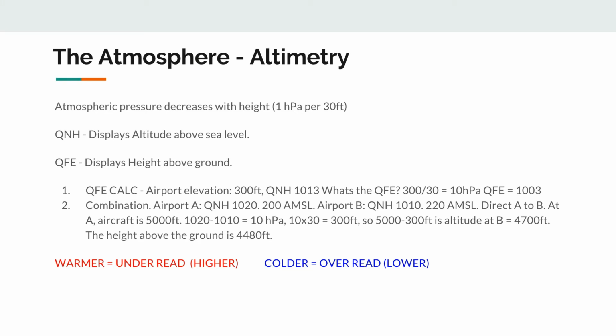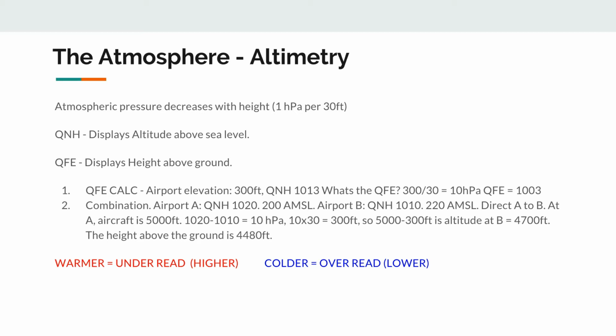So altimetry. Look at this quickly. Assuming that you've got a basic grasp of what these are, QNH is the altitude above sea level, and QFE is the height above the ground. Now, atmospheric pressure decreases with height, and in the lower levels we assume that this decrease is around 1 hectopascal per 30 feet. So a quick calculation that you can do is that the QFE, you can make some quick calculations for that.